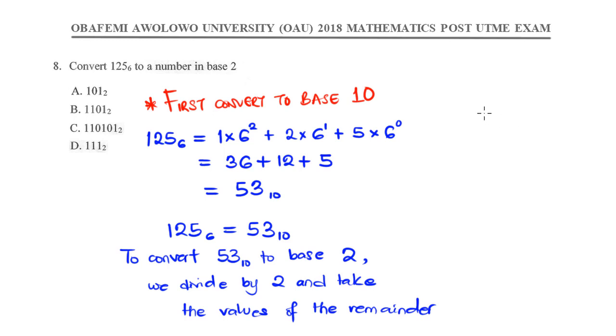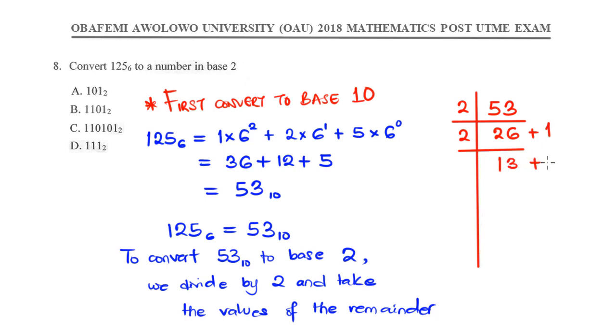So now let's draw up our long division. We have 53. I want to be dividing by 2. So we have 2 in 53. 2 in 5 is 2, remaining 1. 2 in 13 is 6, remaining 1. So we have plus 1. 2 in 26. 2 in 26 is 13, and there is no remainder. So we have plus 0.